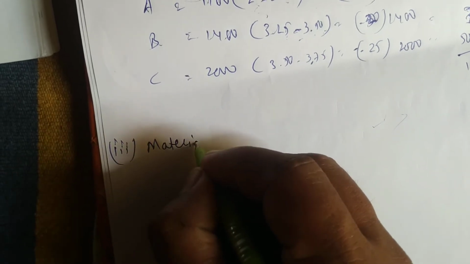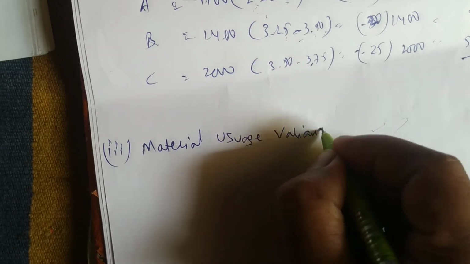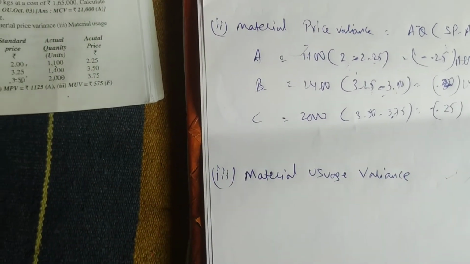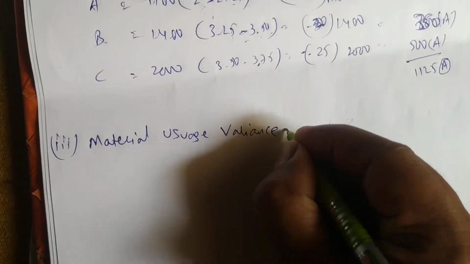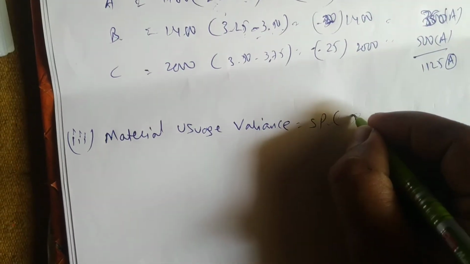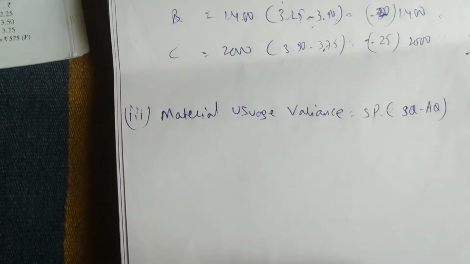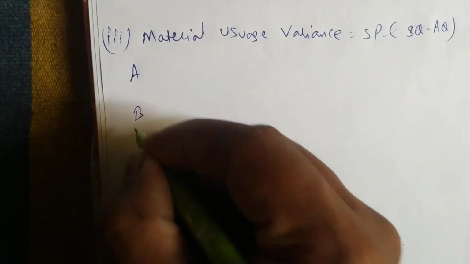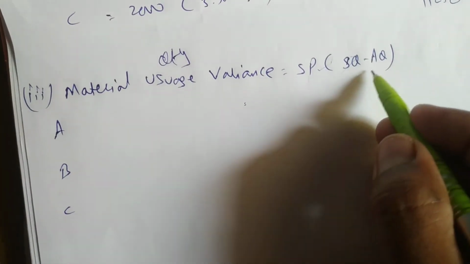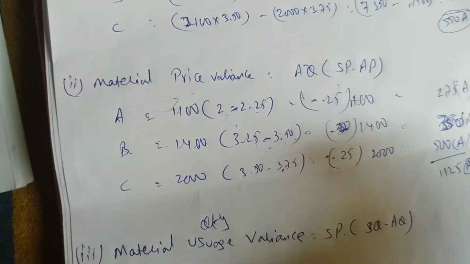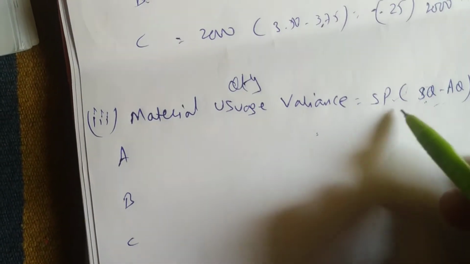So the formula for material usage variance is standard quantity minus actual quantity, multiplied with SP, that is standard price. Easy. We have to do it for A, B and C. Now usage means quantity, so which difference do we have to take? Quantity. Price means we take price difference, multiplied with actual quantity. Here we take the quantity difference multiplied with standard price.